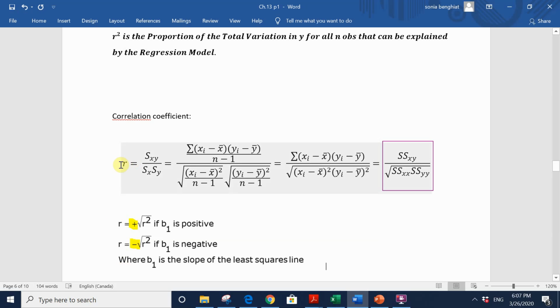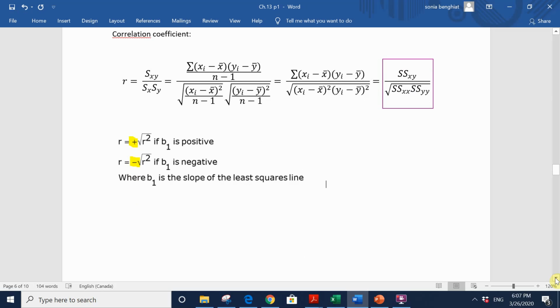So you can compute R directly with your data if you're able to get that information, or if you're only given the coefficient of determination, R squared, then you can get your correlation coefficient by taking the square root and then adjusting with the proper signs depending on your estimated slope. Okay, and that's it for now.